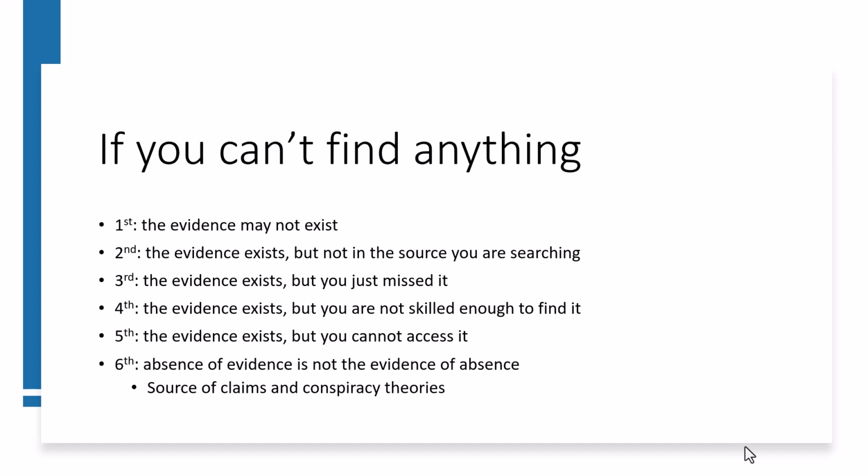And then evidence exists, but you are not skilled enough to find it. Again, you need someone skilled to look for it. And then the evidence sometimes exists in a database that you cannot access, or it is in a paper that is behind a paywall, so you cannot access it. And the sixth one is to consider that absence of evidence is not evidence of absence.